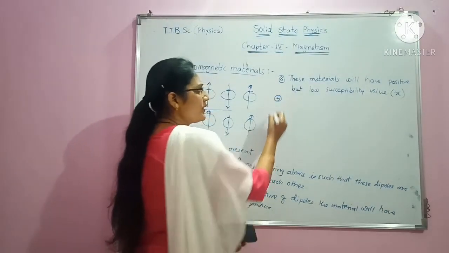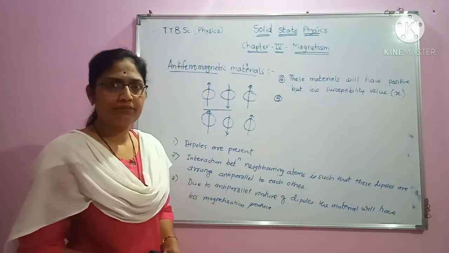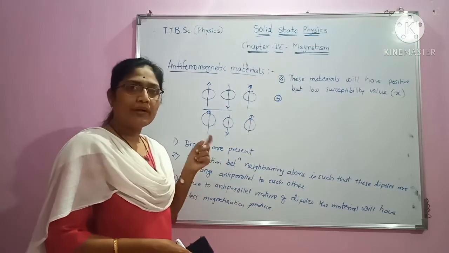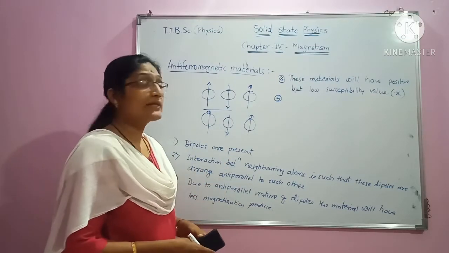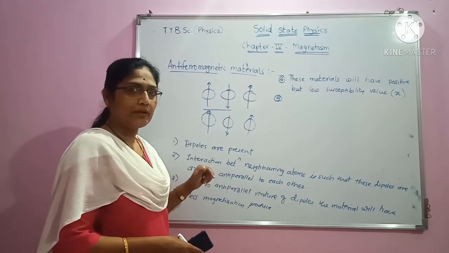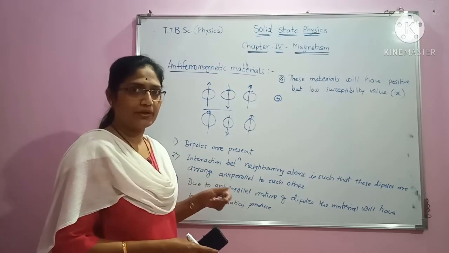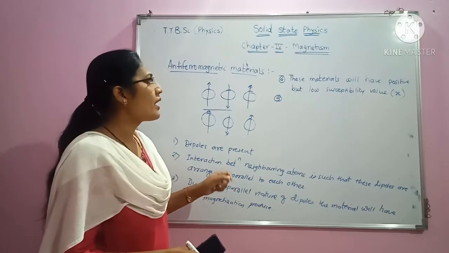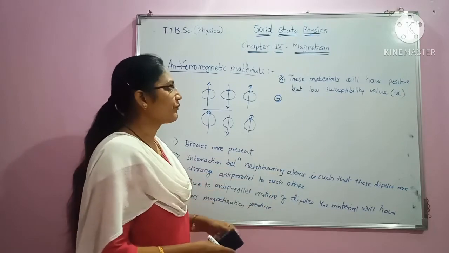Then if we see in case of antiferromagnetic materials, the alignment of the electrons is antiparallel. The electrons are aligned antiparallel to each other and their magnitude is the same. Already we have explained it here by considering the atom.